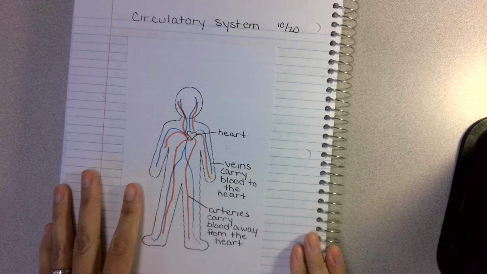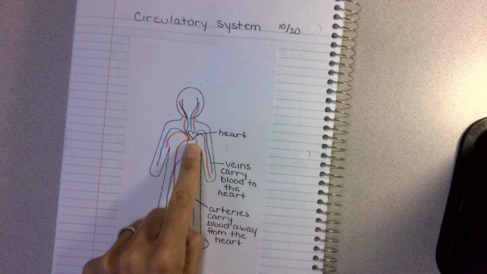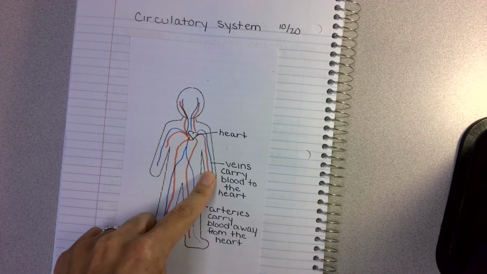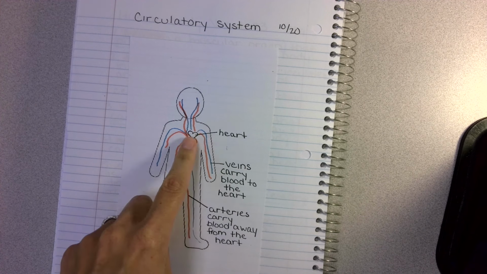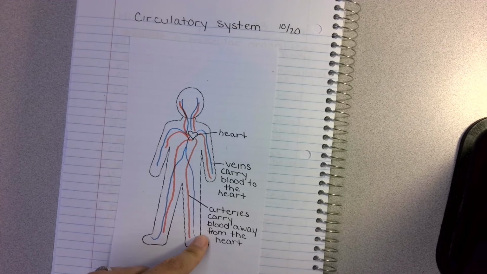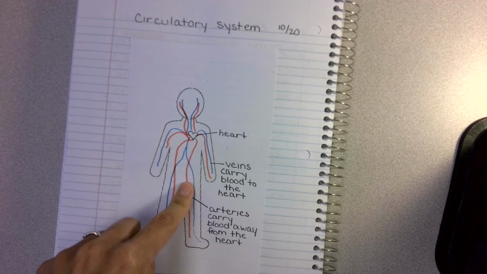All right, so my little man here, for parts of my circulatory system, I drew my heart. And then I used my red marker or red pen to draw my arteries. So my arteries carry blood away from the heart. That's why they're red, because they have oxygen in them.